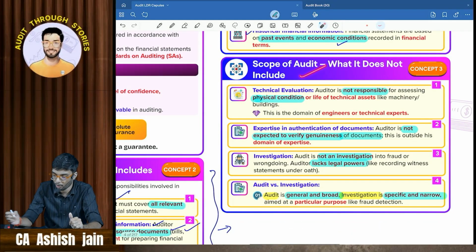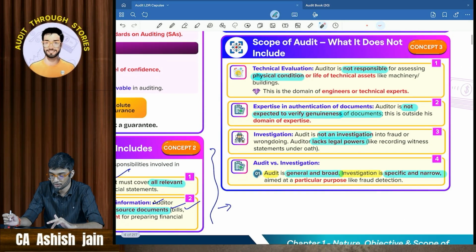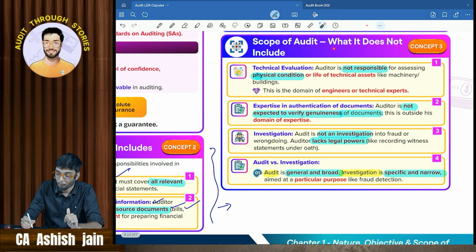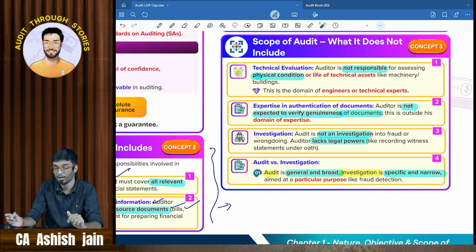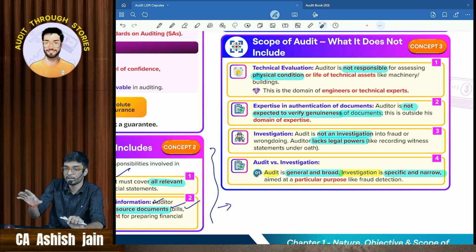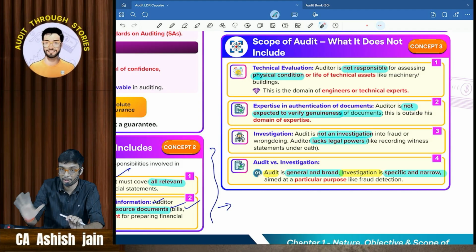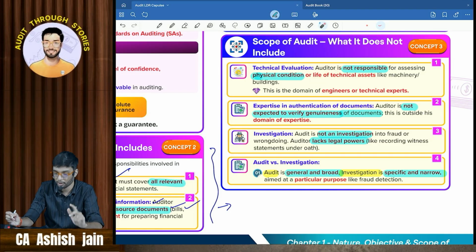We will now be discussing concept number 3, which is what is not included in the scope of audit. What all things are not included in the audit? If you see, the first point is technical evaluation. The auditor is not responsible for assessing the physical condition or life of a technical asset. The auditor is not going to say that this particular asset is going to last for 10 years. He is not going to give an estimation of that asset. He is not meant for that. So technical evaluation is not the auditor's job.